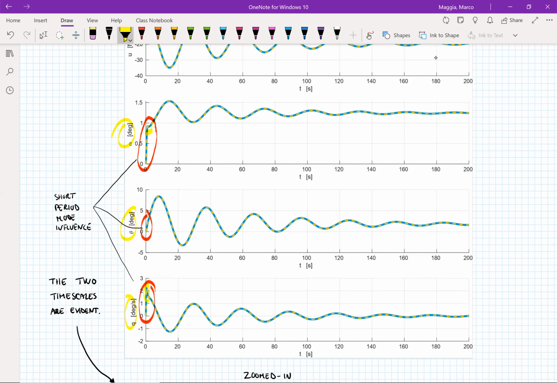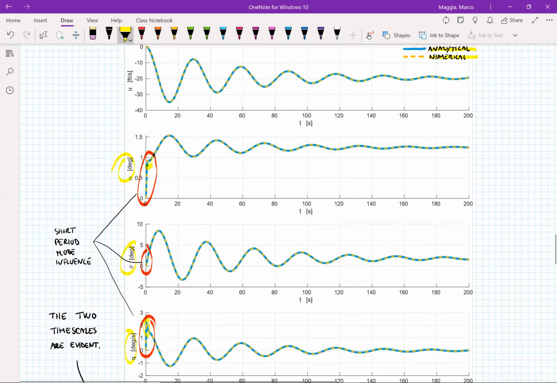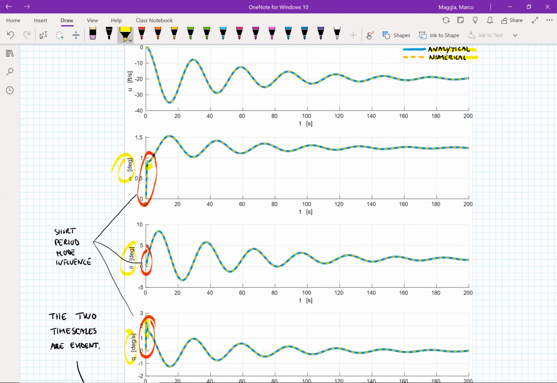And then after that, the phugoid mode kicks in, and the shape of the curves resembles the phugoid mode characteristic in terms of period. For example, if we take theta, this period from peak to peak is about 30 seconds, and the period, in fact, of the phugoid mode was 29.3 seconds. So that's exactly the characteristic of such a mode.